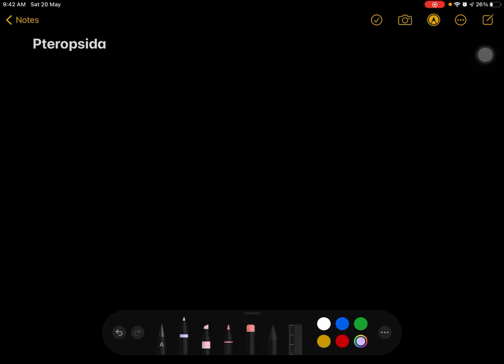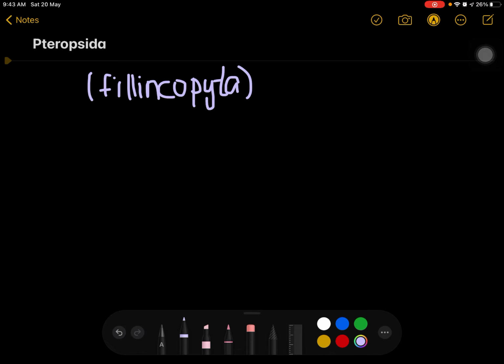So today we'll talk about our last subdivision, which is known as subdivision Pteropsida. Basically, this is known as Phenicophyta, and it belongs to the family Phelinaceae. There might be an error in the spelling, so you must check the spellings in the book. So this subdivision is known as Phenicophyta and it belongs to family Phelinaceae.